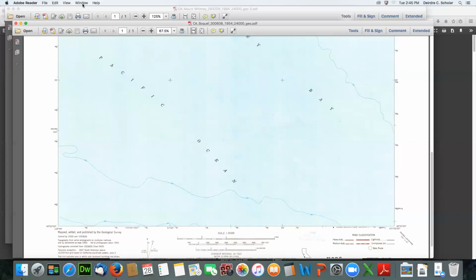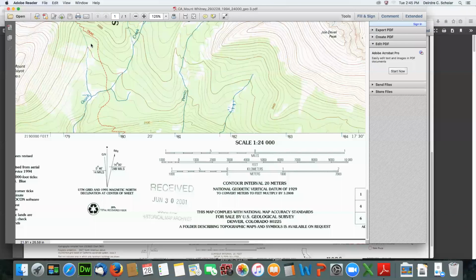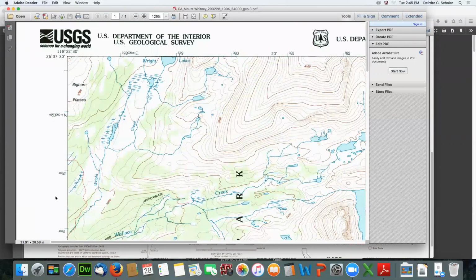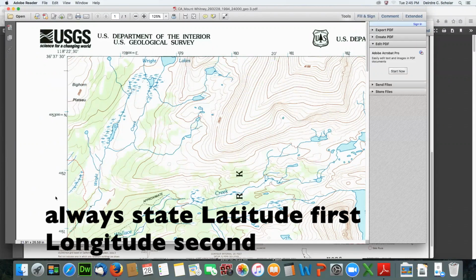Now let's look at the Mount Whitney quad. We're going to also begin in the northwest corner. I do want to say that there is a kind of etiquette for giving geographic coordinates. And that etiquette is that we always report latitude first and longitude second. So by giving that value first, we don't actually need to say the words latitude and longitude, because it is assumed that the first coordinate given is latitude and the second coordinate is longitude. So always latitude first and then longitude.